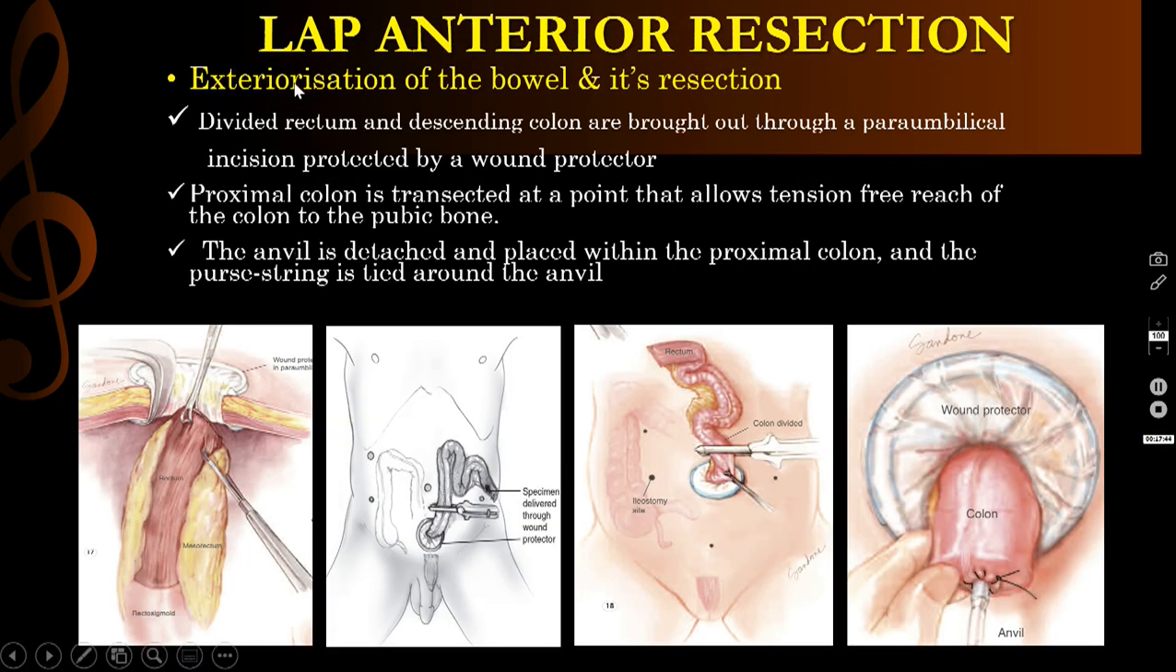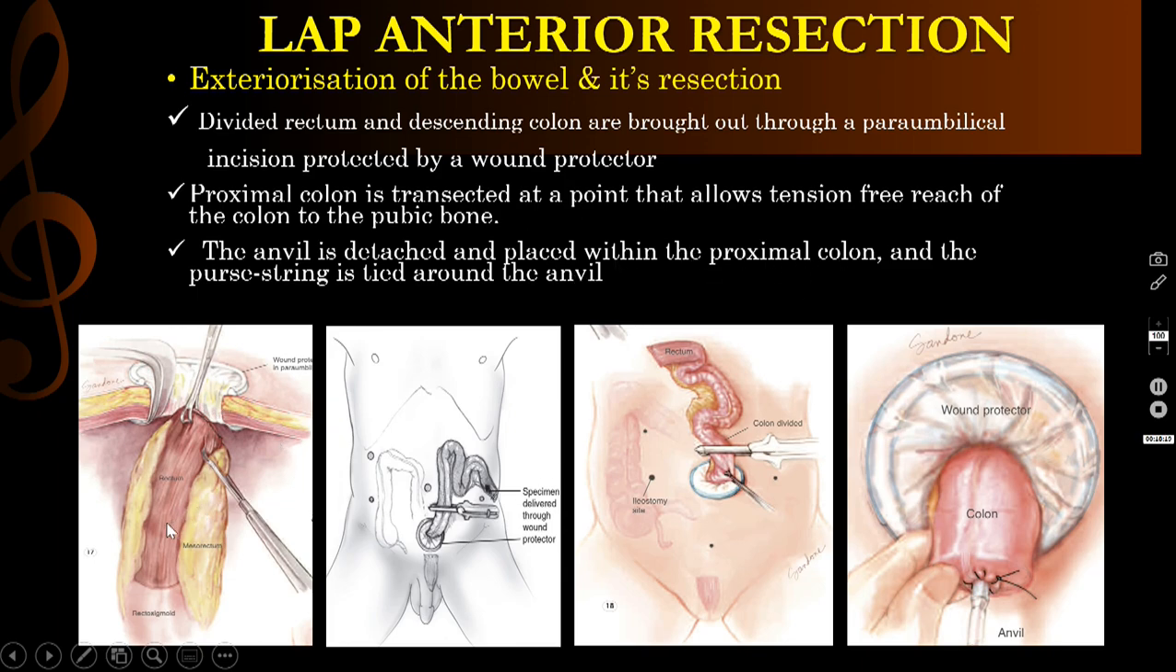Now we have to exteriorize the bowel and then we have to resect it at the appropriate level. The divided rectum and descending colon and sigmoid colon are brought out through a para-umbilical incision which is protected by a wound protector. The proximal colon is transected at a point that allows tension-free reach of the colon to the pubic bone. Now the anvil is detached from the stapler and placed within the proximal colon.